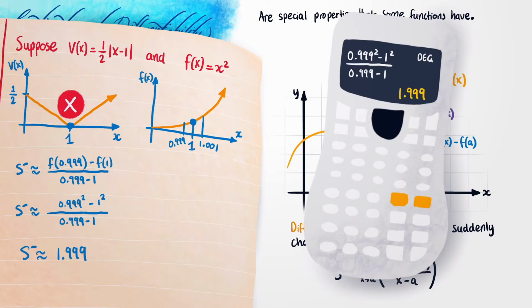So after we plug everything into the calculator, we notice that the slope on the left is approximately equal to 2. It's 1.999. Now we can repeat this with 1.001 as well. So the limit on the right this time is just f of 1.001 minus f of 1 divided by 1.001 minus 1. Now again, f of 1.001 would just be 1.001 squared, and so on.